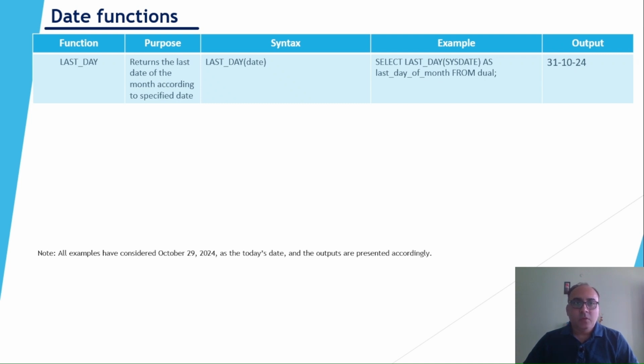Then we have LAST_DAY. This basically returns the last date of the month according to the specified date. Syntax here is LAST_DAY(date). For example, select LAST_DAY(SYSDATE) as last_day_of_the_month from dual. If today is 29th of October, it will try to find the last day of that month, which is 31st October 2024. So that's the reason here we will get output 31-10-24.